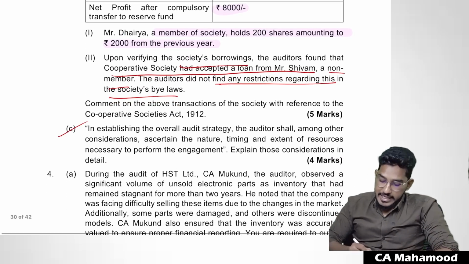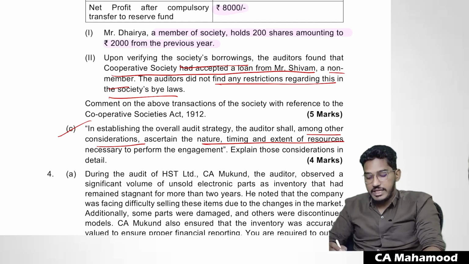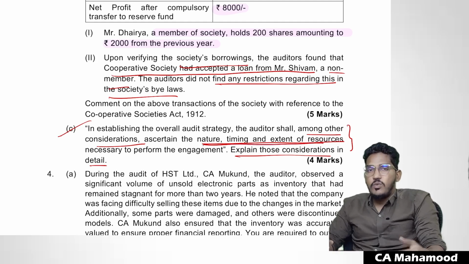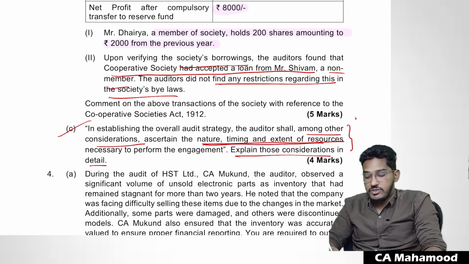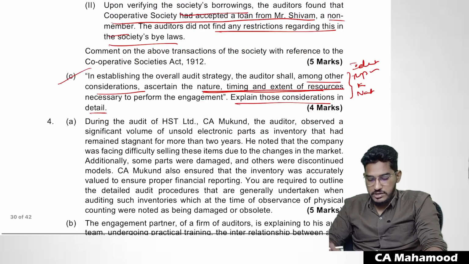Next. In establishing the overall audit strategy, the auditor shall, among other considerations, ascertain nature, timing, and extent of resources necessary to perform the engagement. What are those considerations in detail? So they are telling, while establishing audit strategy, one of the factors which you will consider will be nature, timing, and extent of resources. What are all other factors? Like we have 5 factors. Identify the characteristics of the engagement, reporting considerations we have to identify, engagement knowledge obtained from previous engagements, matters that are significant in the auditor's professional judgment, and even nature, timing, and extent of resources. Those 5 factors you are supposed to write here.